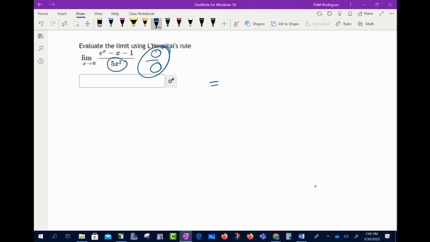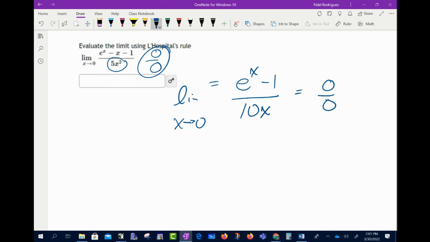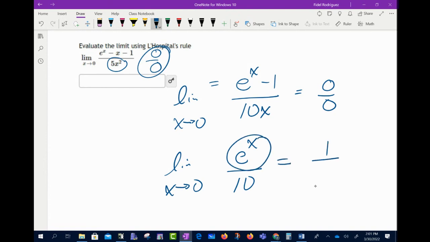So I know the derivative of the top should be e to the x minus 1. The derivative of the bottom is going to give me something like 10x. If we take the limit as x approaches 0, do y'all agree that we still end up with an indeterminate form? Yeah. So we're going to do L'Hopital's rule again a second time, y'all. This becomes e to the x over 10. We're now taking the limit as x approaches 0. As x approaches 0, what does e to the x approach? 1. So 1/10. There's my answer.